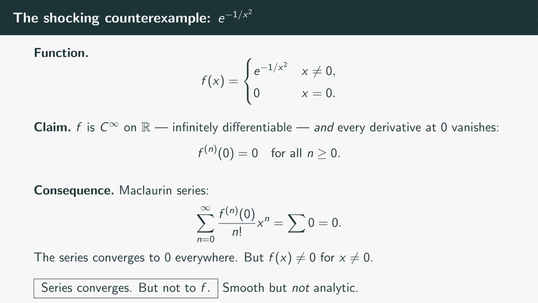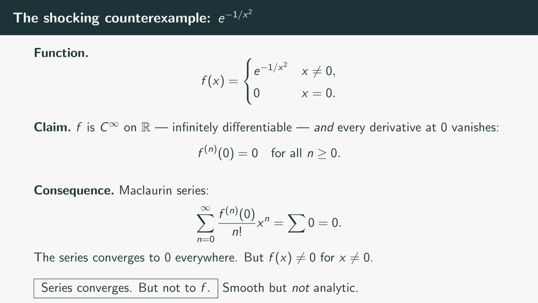And now the famous counterexample. The example that shows real analytic is a strictly stronger condition than smooth. Define f of x to be e to the minus 1 over x squared when x is not 0, and f of 0 equals 0. Extension to 0 is fine because minus 1 over x squared approaches minus infinity, so e to the minus 1 over x squared approaches 0.